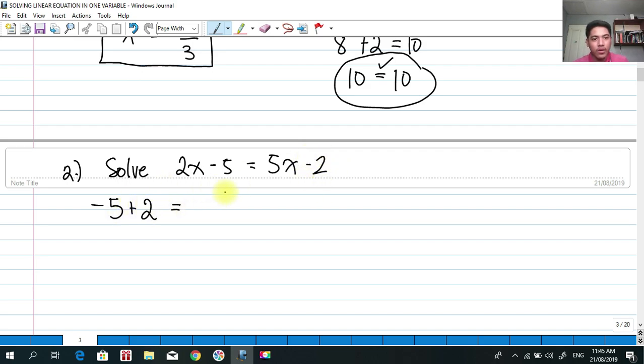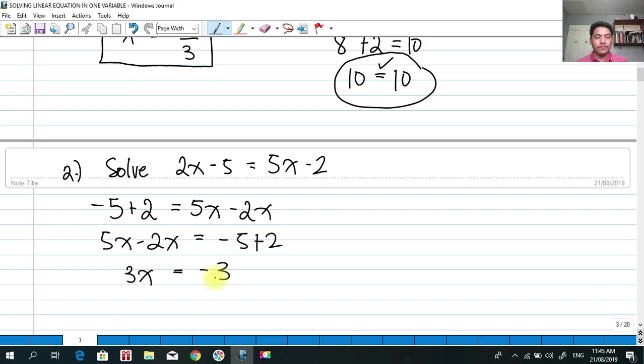And that is now equal to 5x. Simply I copied this. Of course, I'm going to transpose this on the other side because I'm combining like terms. So 5x minus 2x. So let's simplify. I'm going to write here 5x minus 2x, negative 5 plus 2. So 5x minus 2x, that is 3x. And negative 5 plus 2 is negative 3.